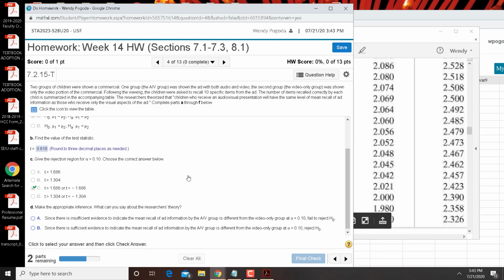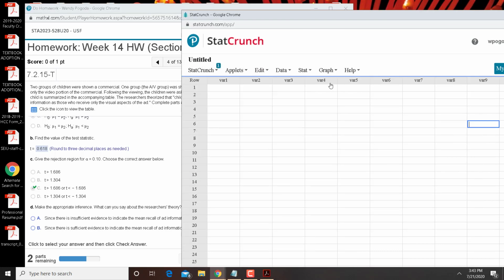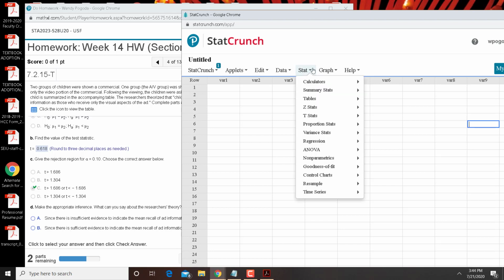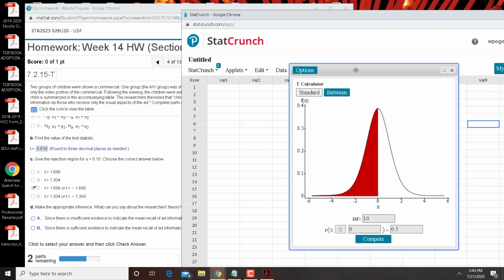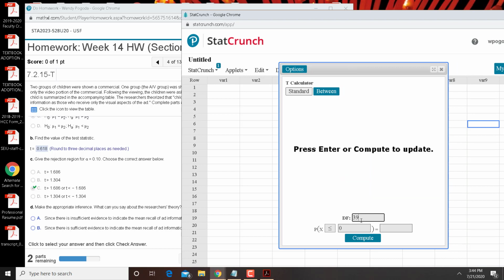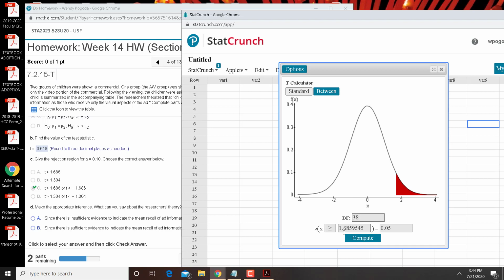Okay, if you wanted to use technology to do part C, again going back to StatCrunch here, we just need to find the t-value where we have 38 degrees of freedom and the area to the right is 5%. So I'm just going to go to Stat, Calculators. I want to calculate a t-value, and I want 38 for my degrees of freedom, and I want the area to the right, so I'll do the greater than sign, to be 0.05, and I want to find what this number is here. So I click compute, and it tells me it's 1.686 approximately, which is what the answer is here.